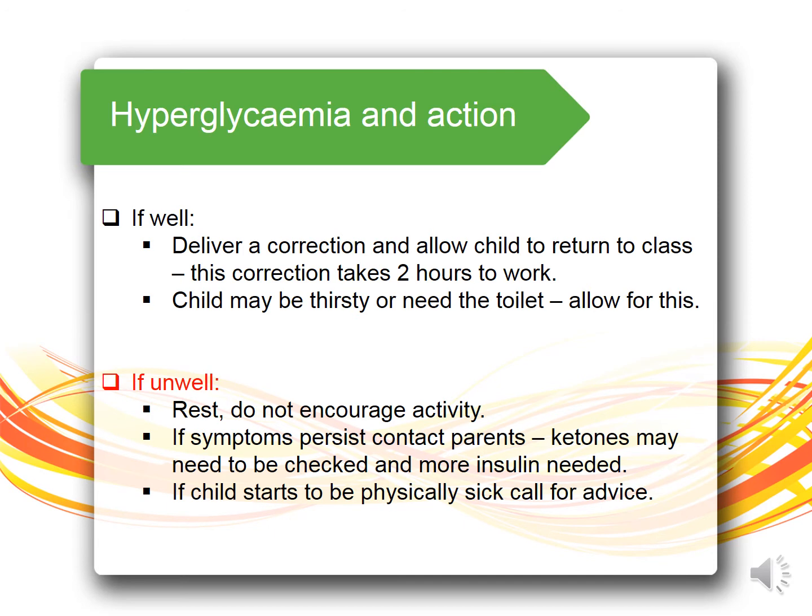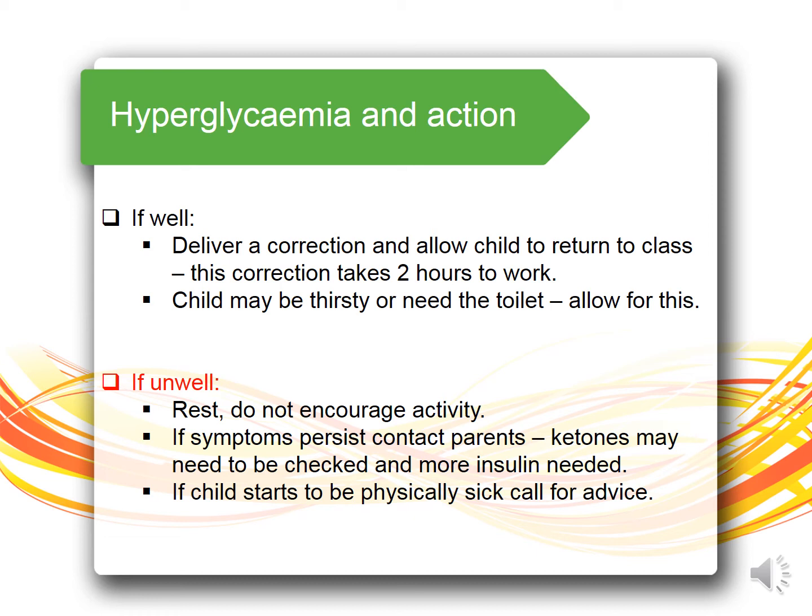So what action do we take? If the child is feeling well, but they have a high glucose level, then we just need to deliver a correction dose and then allow the child to return back to class. This correction dose can take up to 2 hours to work. They may be feeling thirsty, so allowing them to have water is fine, and they may need to go to the toilet more frequently, so again allow for this.